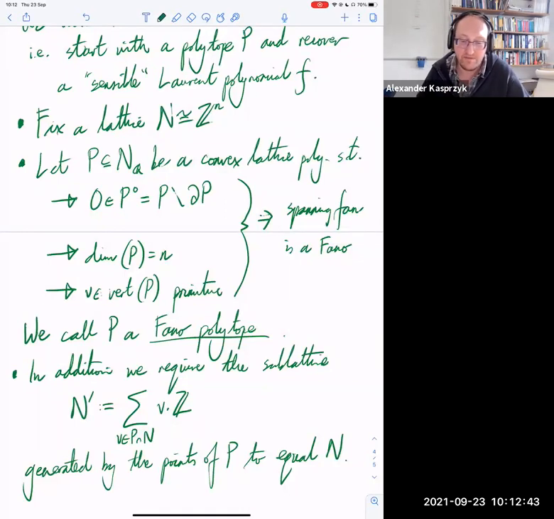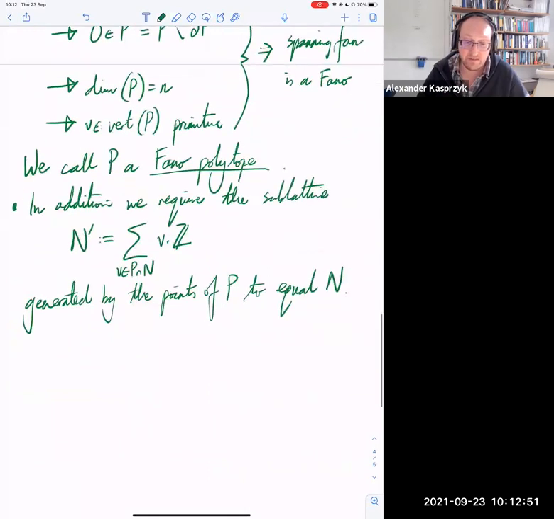It's quite unusual for small Fano polytopes, whatever small means, to span a sublattice, but it certainly happens. And obviously, as the polytopes get bigger and bigger, this can happen more often. So we need this requirement. It's not a very serious requirement. If the points of your polytope don't generate the lattice, then just restrict to the sublattice that they generate.